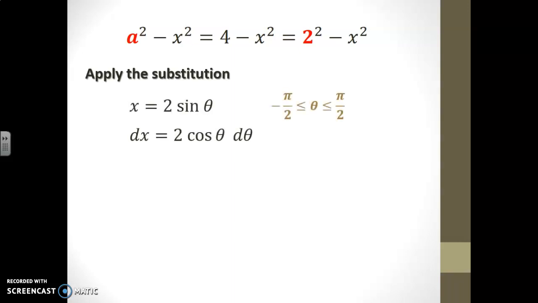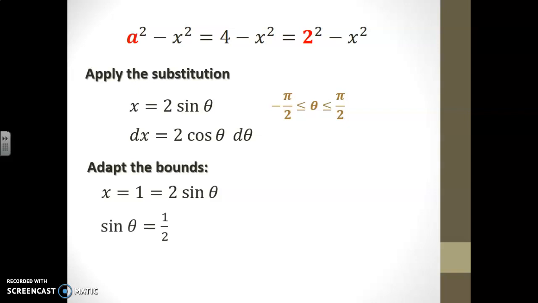If we apply the substitution, x equals 2 sine theta, then dx will have to be 2 cos theta d theta. There's no need to draw a triangle that will help us back to x's because this time we will adapt the bounds. Our lower bound was 1 as a value for x, but x is also 2 sine theta. So, sine of theta must be a half to correspond to the lower bound.